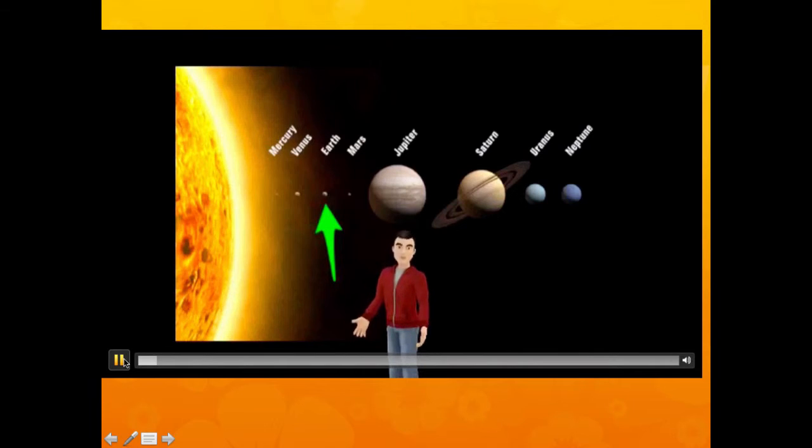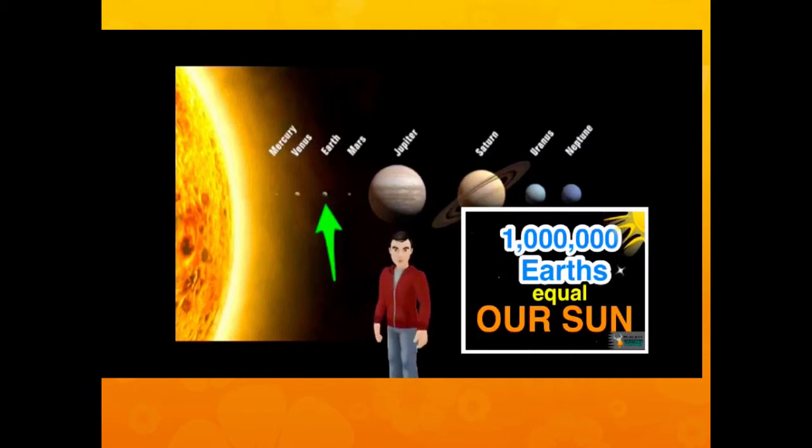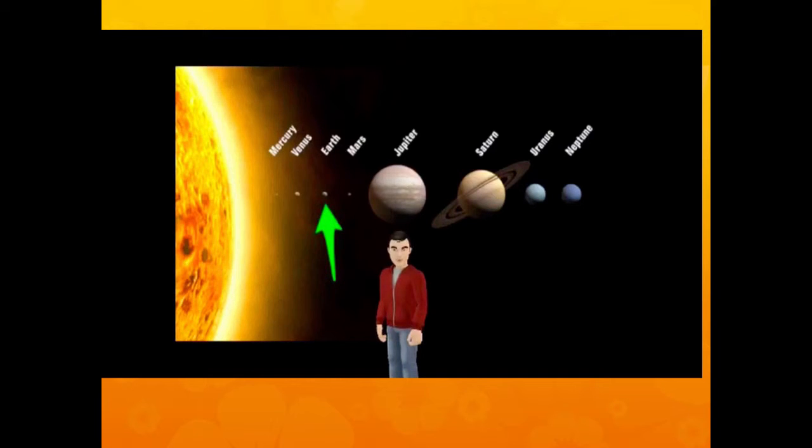We're tiny, and compared to the sun, we're so small. It would take 1 million Earths to fit the size of the sun. But there are some other planets that are smaller than us and much bigger. What do you say we get started and learn a little bit about these 8 planets that orbit around the sun?